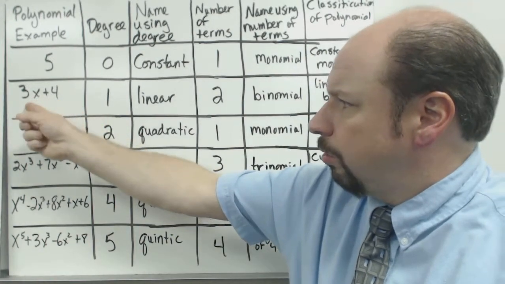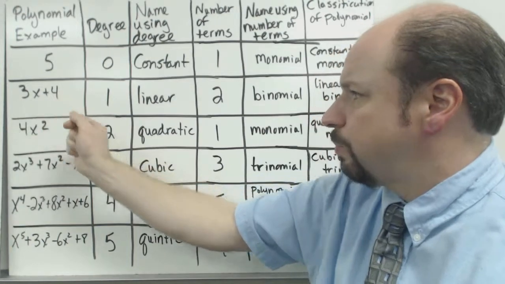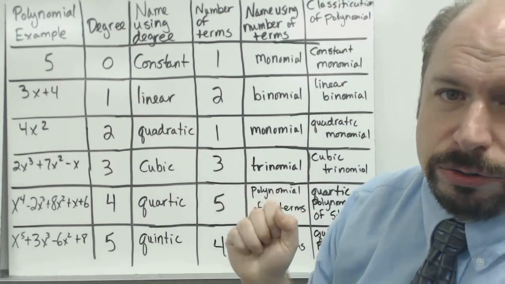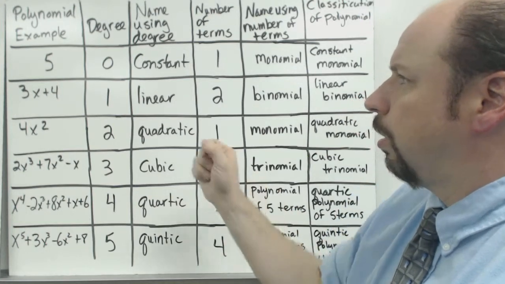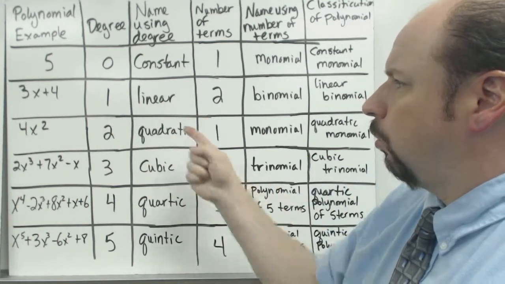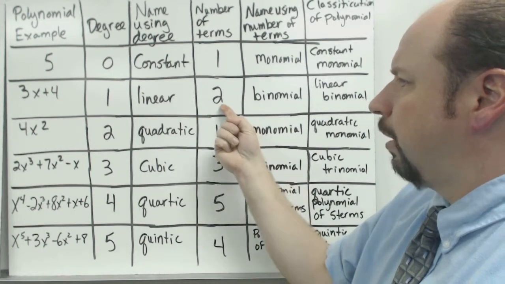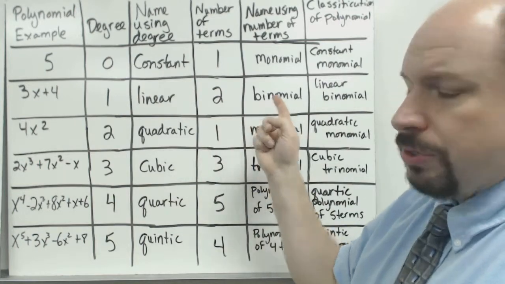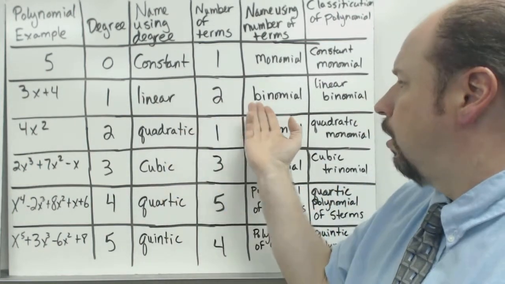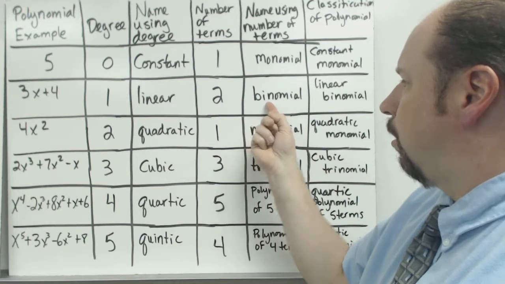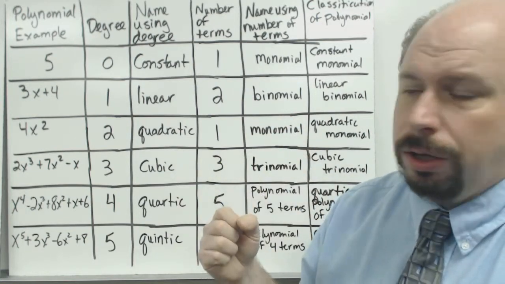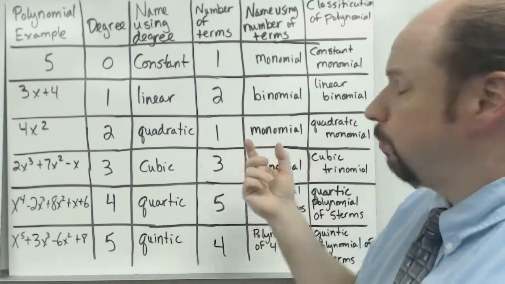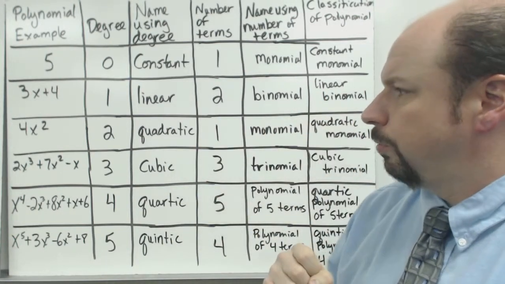Okay, here linear. We've done linear equations before, 3x plus 4. So the power is 1. We don't write the 1 in there on the power, but it is a power of 1. So it's a first degree polynomial. We call that a linear. There are two terms, one term here, one term here, so two terms. So think of bicycle or biplane. The bi means two, so binomial means two terms. So it's a linear binomial.